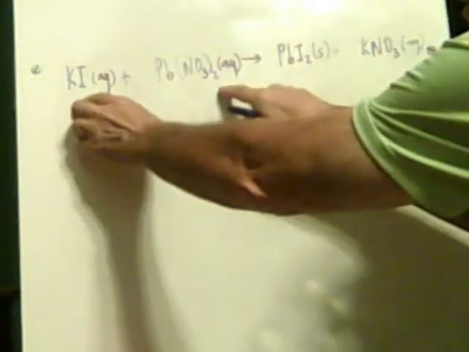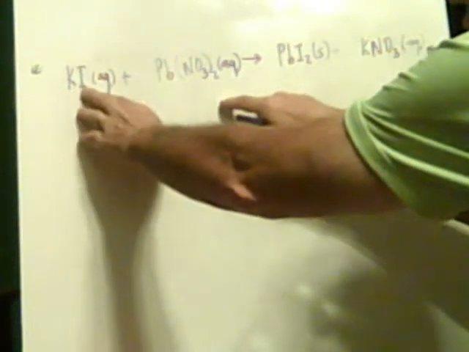Okay? I mean, this is written as potassium nitrate, but the reality is, in the solution, the potassium and the nitrate are totally separate. And on the left side, the potassium and the iodine and the lead and the nitrate were all just floating around. Okay? But we're still calling this a reaction.